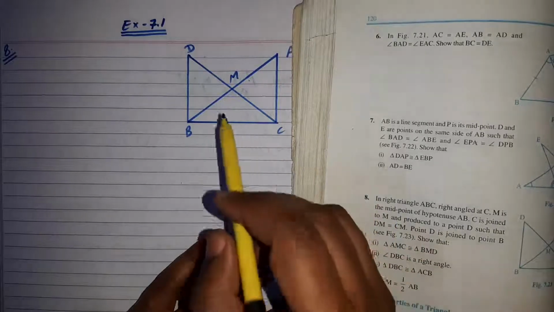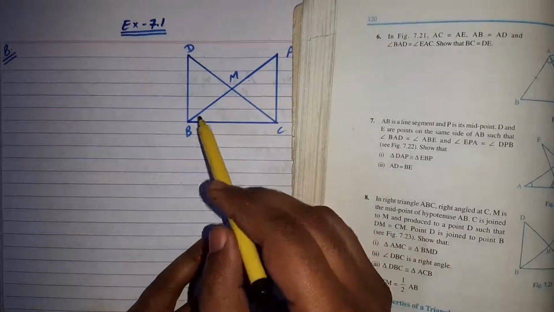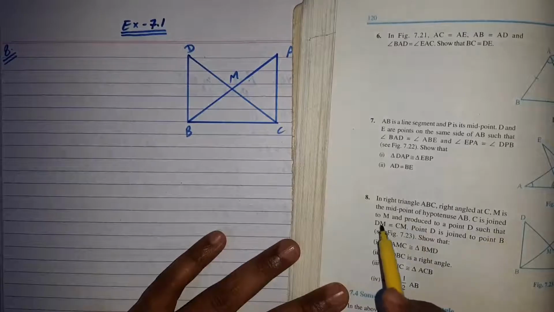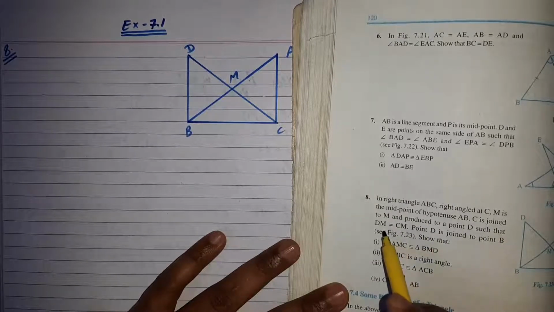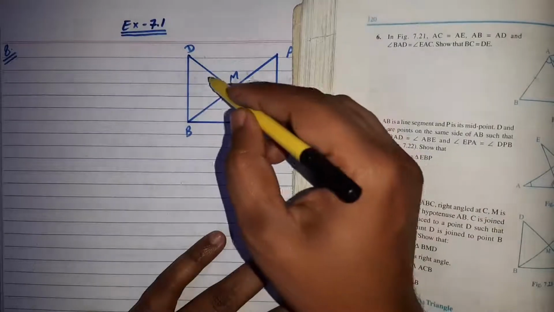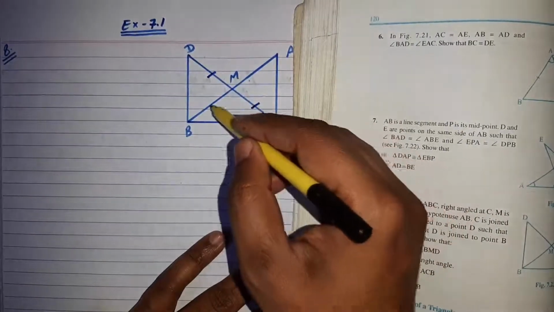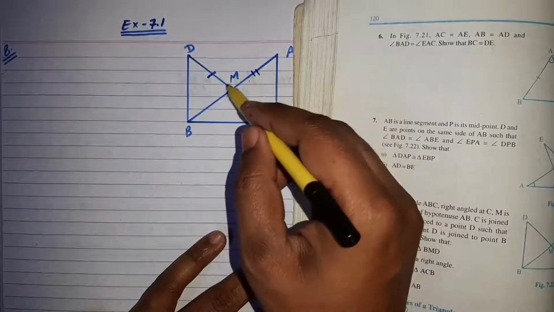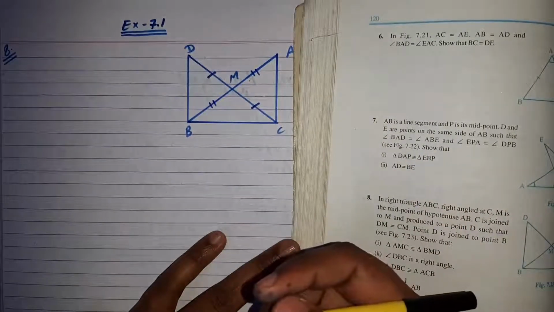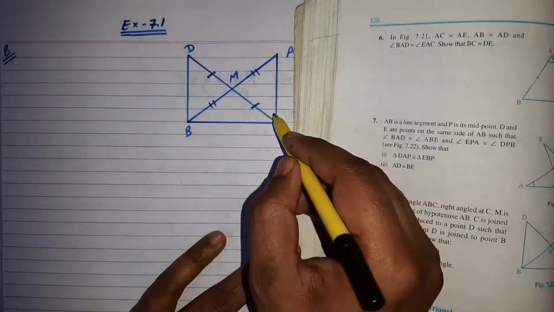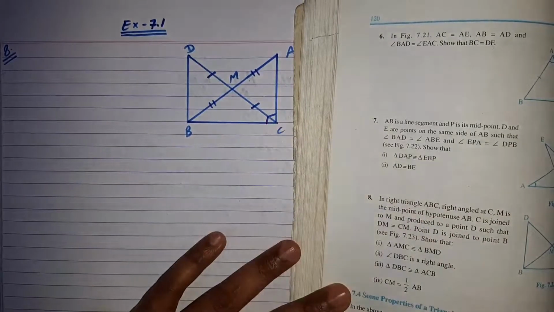It means AM is equal to BM. Okay. C is joined to M and produced to a point D such that DM is equal to CM. DM is equal to CM and AM is equal to BM because M is the midpoint of the hypotenuse AB. Okay. And angle C is 90 degree.